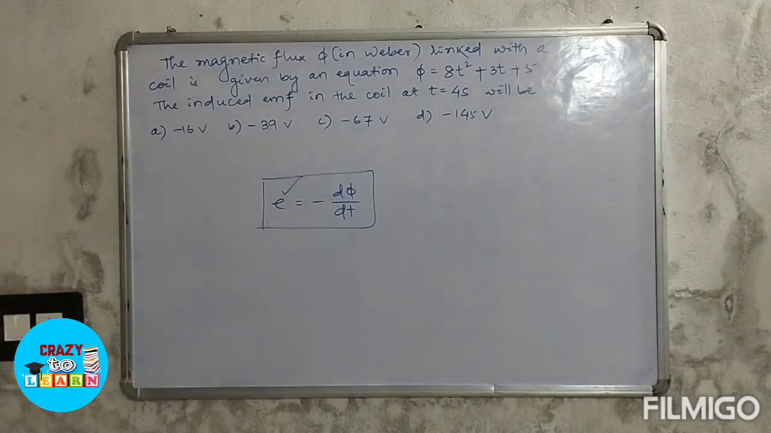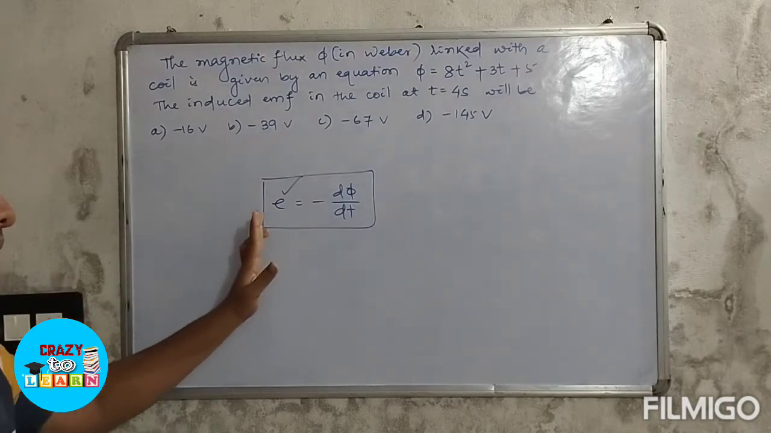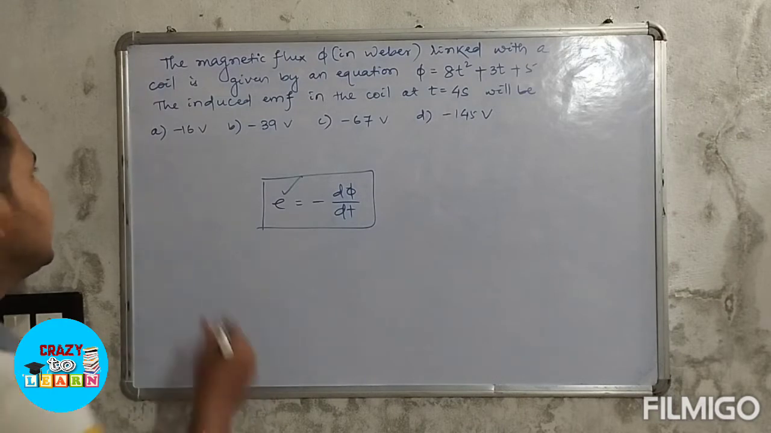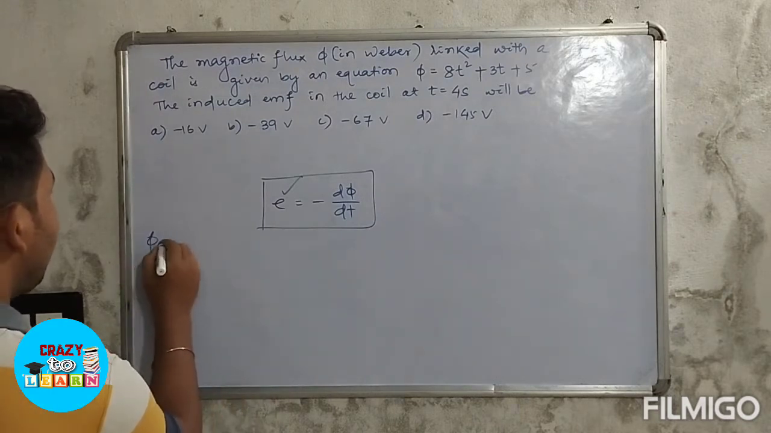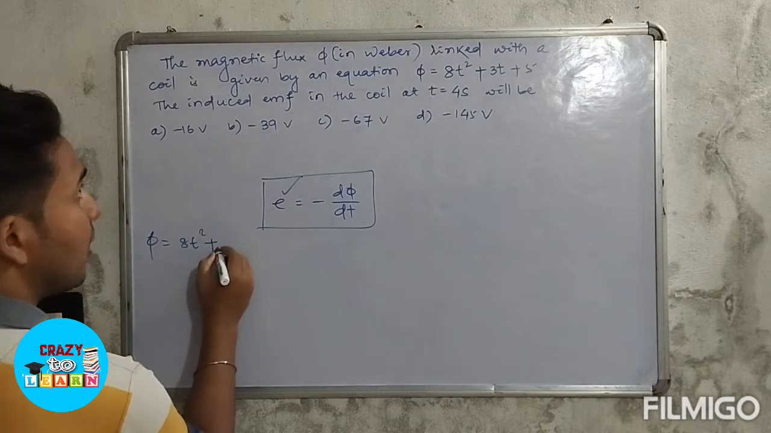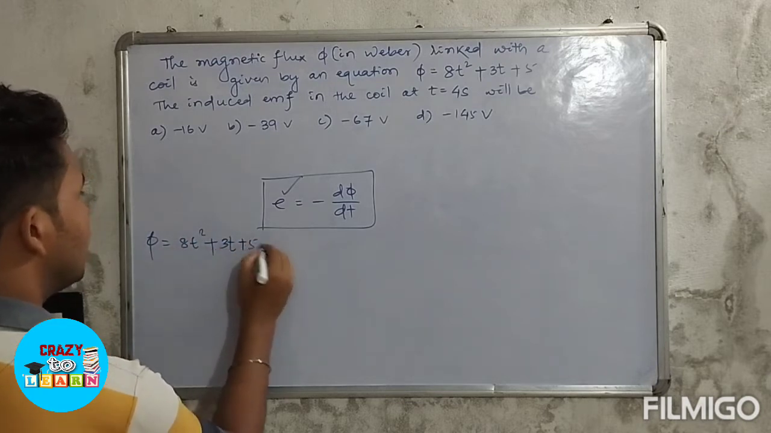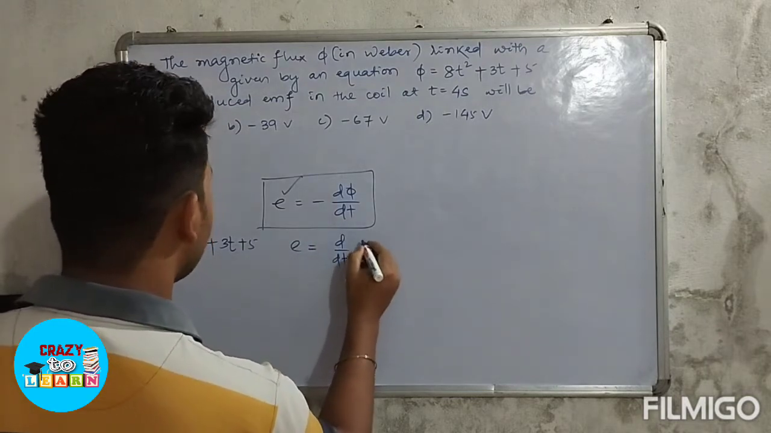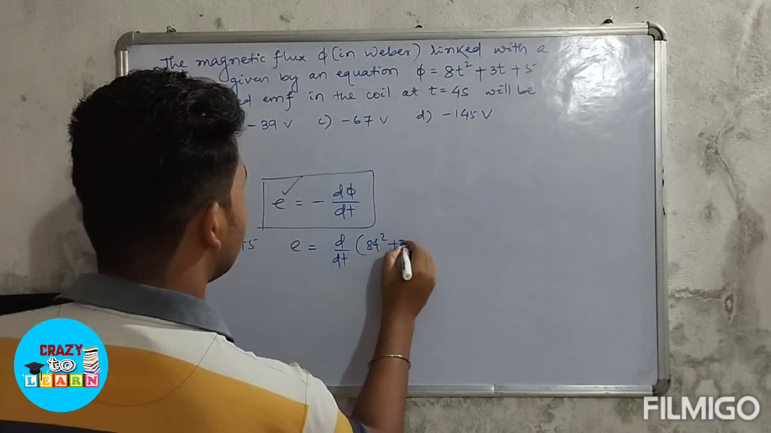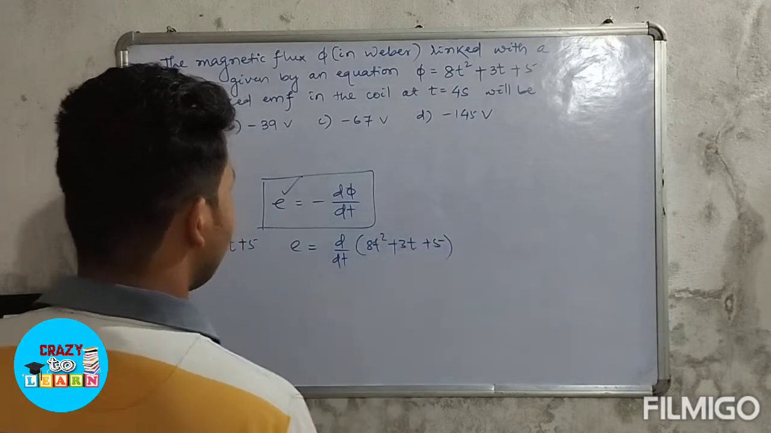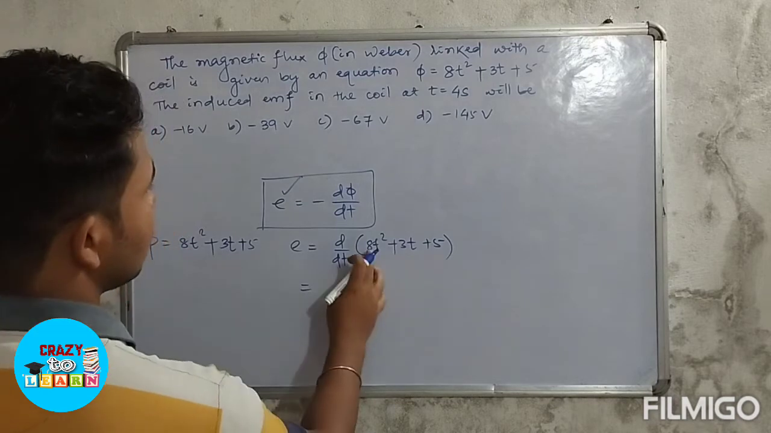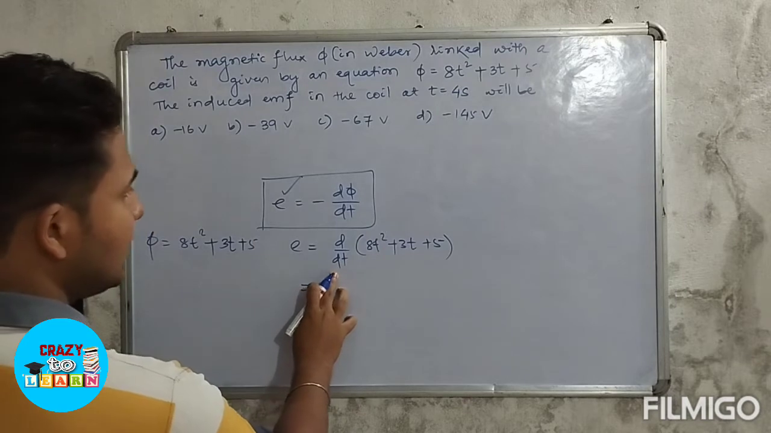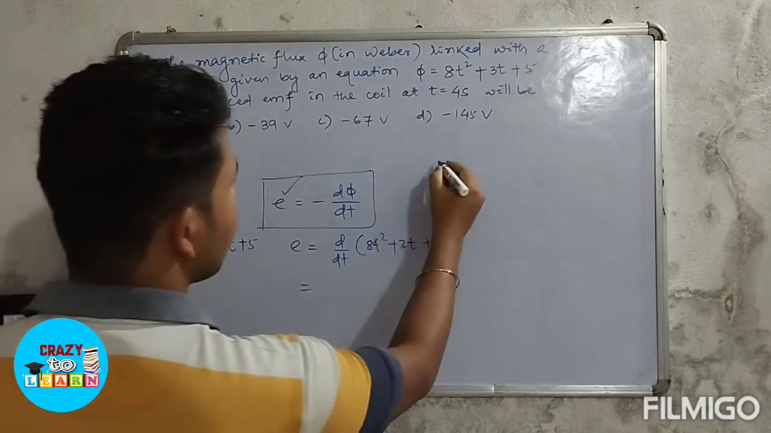Are you all clear? And we know the formula: induced EMF is equal to the rate of change of magnetic flux linked with the coil. Here it is given to you phi is equal to 8t square plus 3t plus 5. So E is equal to d by dt of 8t square plus 3t plus 5. So what will be the answer? What is the derivative of 8t square with respect to t?